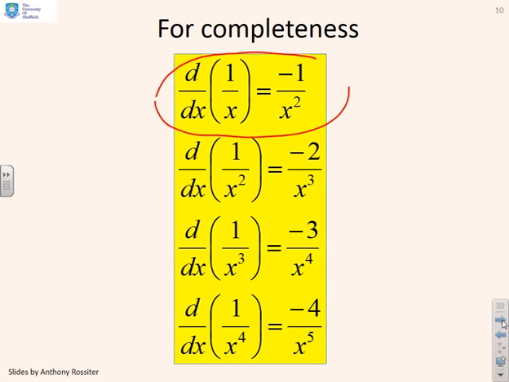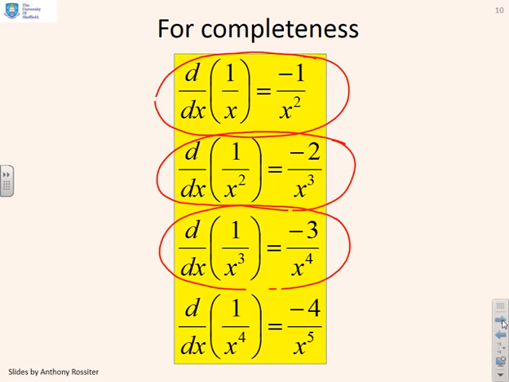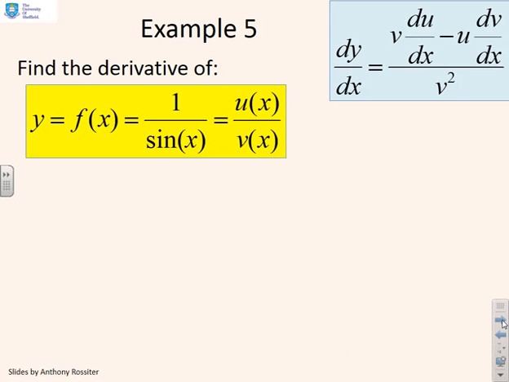Standard results then. So we've obviously just done one example, but the key thing is you'll see things like dy/dx of 1 over x is minus 1 over x squared. dy/dx of 1 over x squared is minus 2 over x cubed. dy/dx of 1 over x cubed is minus 3 over x to the 4, and so on.